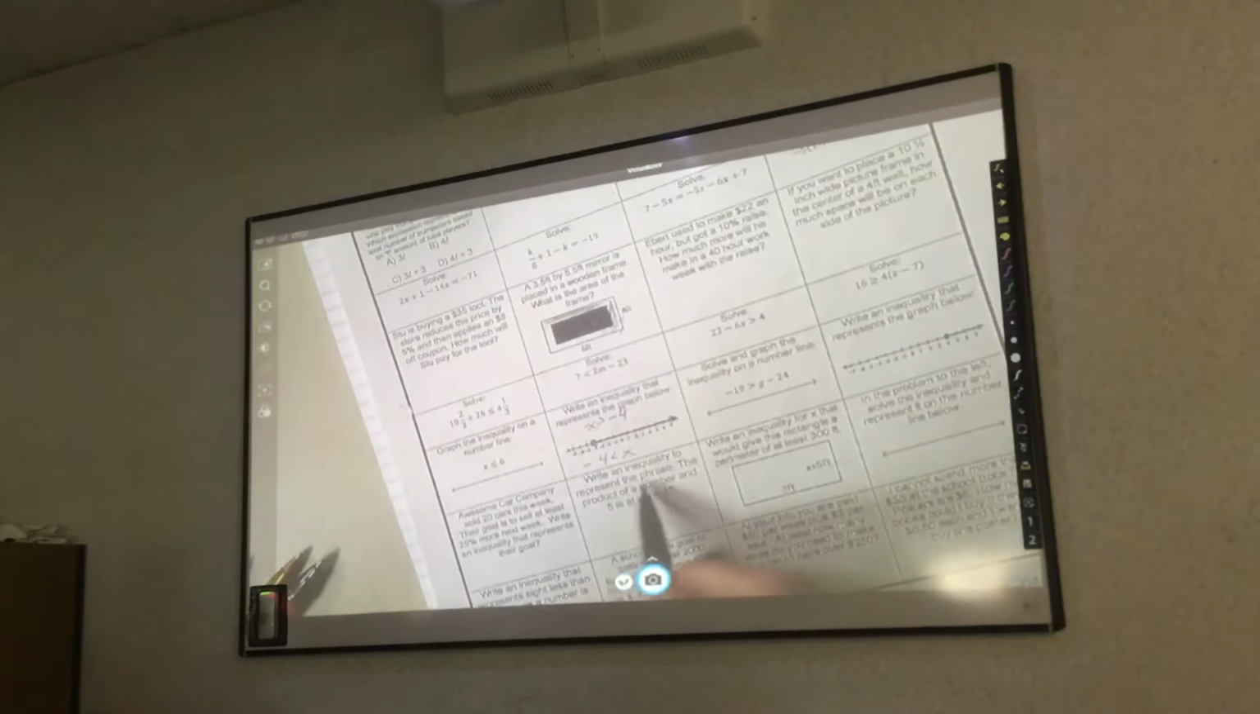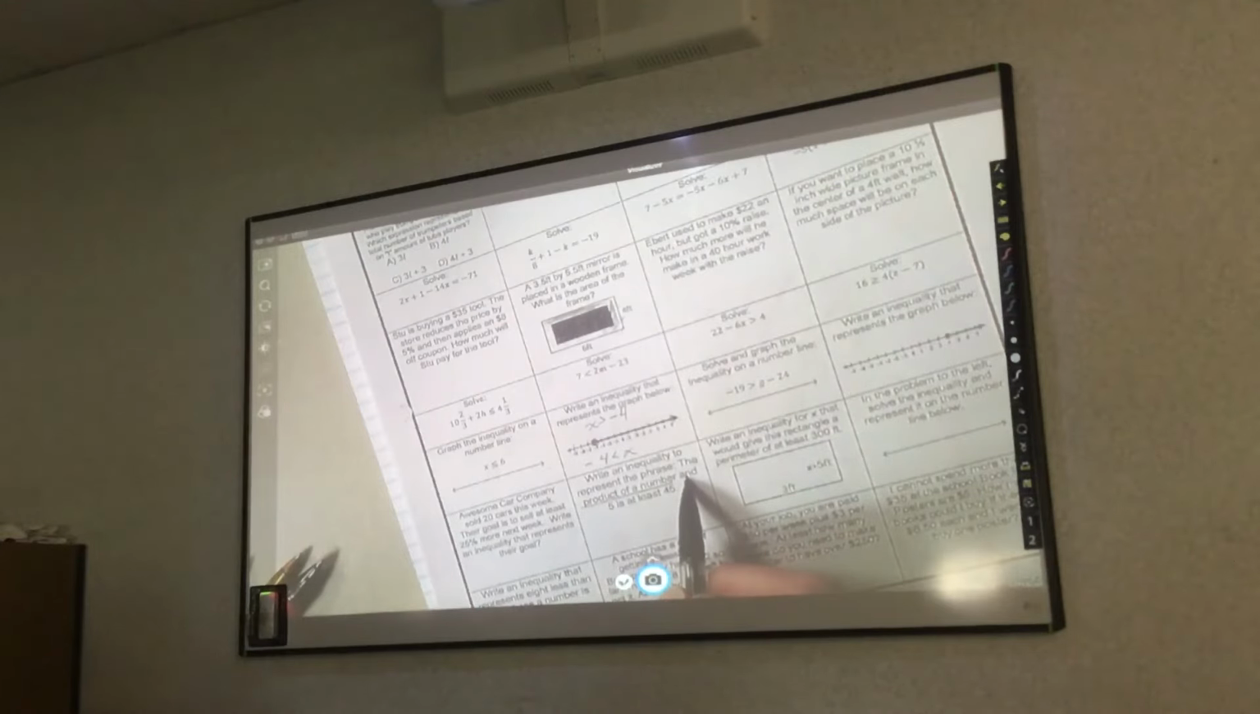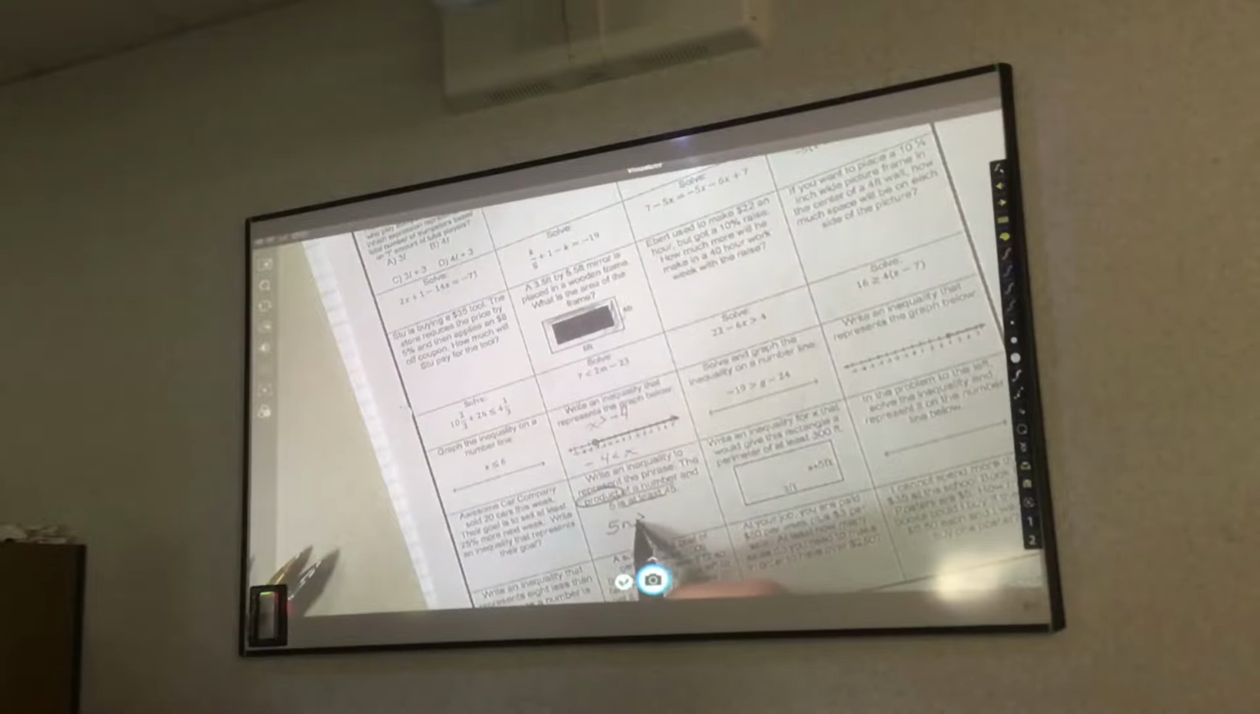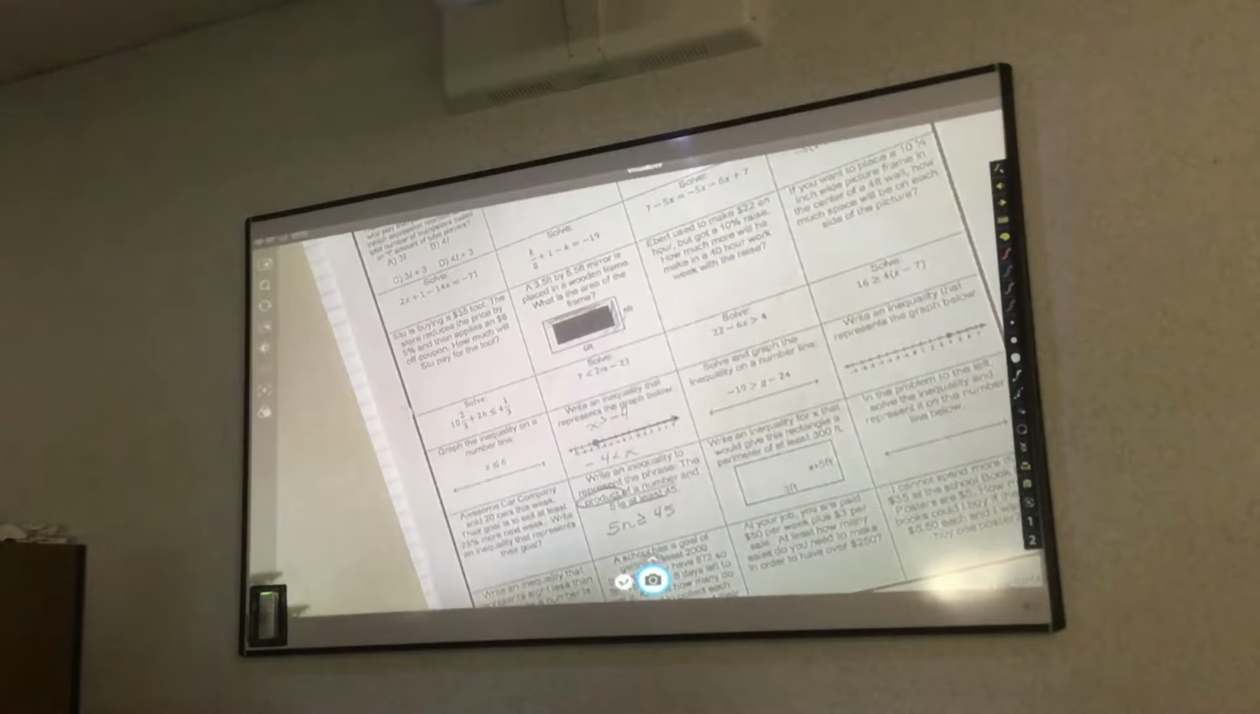Write an inequality to represent the phrase, the product of a number and 5. Okay, so do I know what the number is? No, but if I'm trying to find the product, what am I doing? So I'm multiplying some kind of number and 5. So it'd be 5 times a number, whatever letter you choose, is at least, so it's greater than or equal to 45. Because it says at least, so it has to be equal to or greater than.